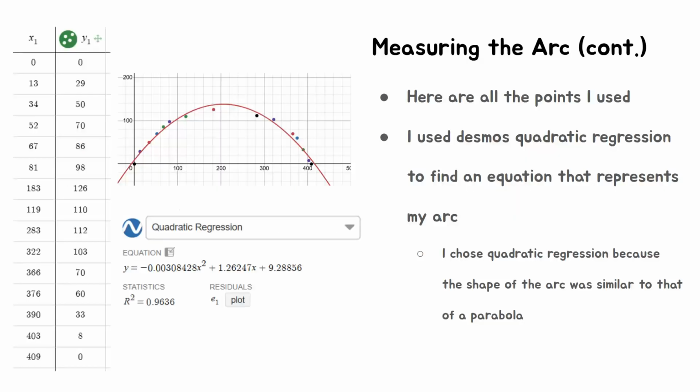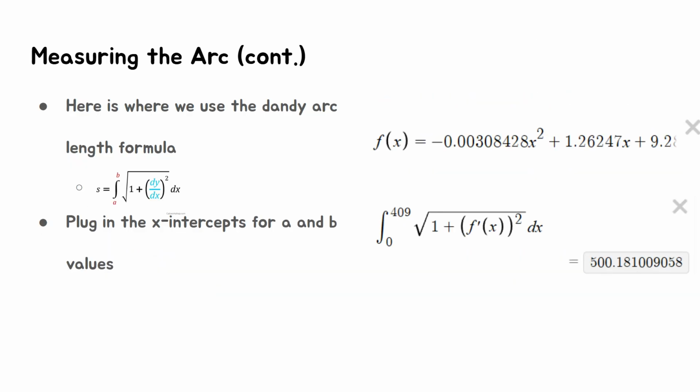So now I've repeated this process multiple times, as you can see from all these points that I gathered, and I put these all onto Desmos and plugged them into the Desmos quadratic regression calculator to find an equation that would represent my arc accurately. The reason why I chose quadratic regression specifically is because, as I mentioned, the shape of the arc was similar to that of a parabola.